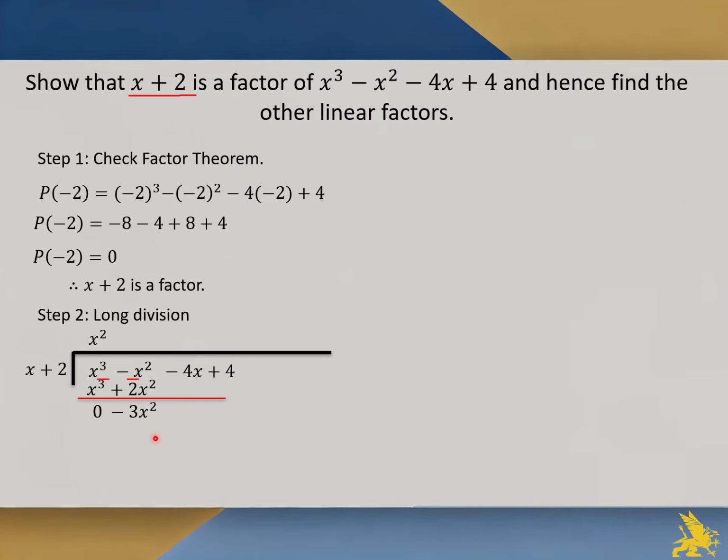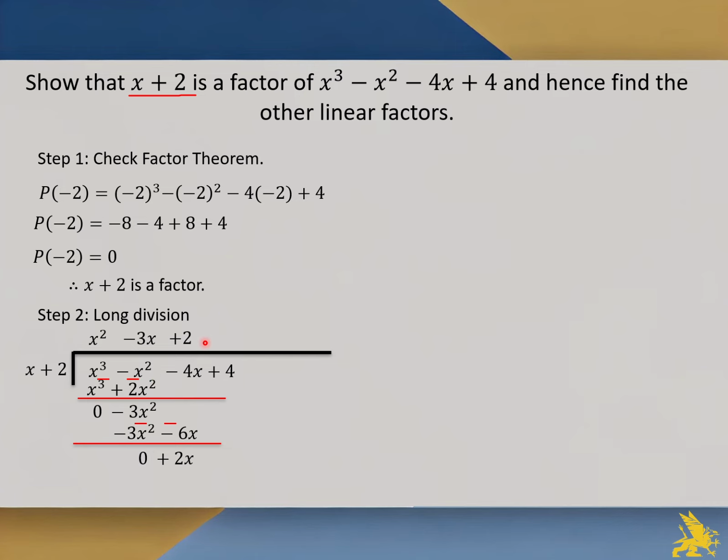I then go the opposite way. -3x squared divided by x gives me -3x. I go the opposite way to work out how much I've shared. -3x times x is -3x squared, and -3x times 2 is -6x. I take that away and look at what's left. That first term's cancelled, and -4x, take away -6x gives me 2x. I continue this process. 2x divided by x gives me 2.